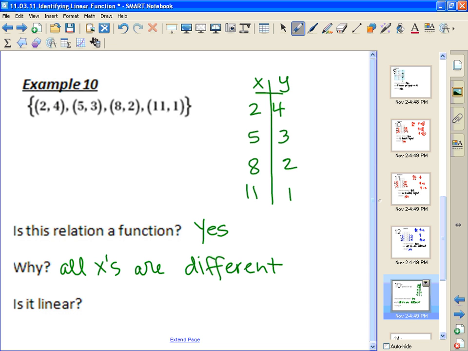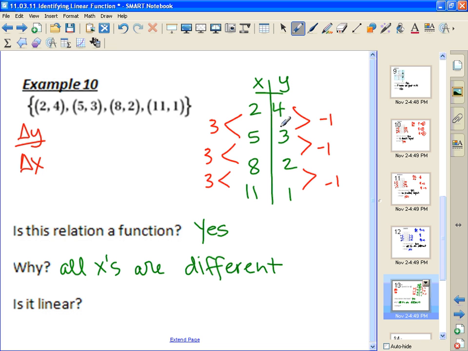And then to see if it's linear, we got to check the change in y over the change in x. So each time here, my y value is going down 1. Each time on this side, my x value is going up by 3. So each time, my change in y over change in x is negative 1 over 3. So because it's the same thing each time, I would say yes, it is linear.